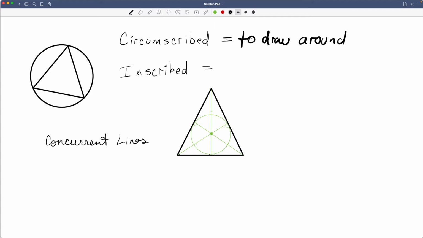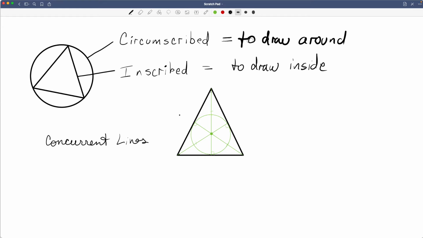Inscribed is literally what you would think it would be. It's written inside. So it's inscribed. So to draw inside. That's what that means. And if you look here at this illustration, we see that the circle is circumscribed around the triangle, and the triangle is inscribed inside the circle. Okay?